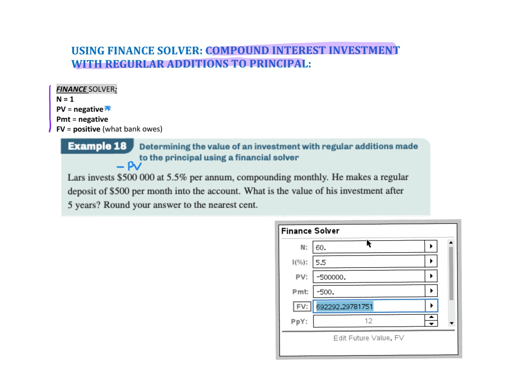Now it says it's compounding monthly. So when they told me that, they told me PPY is 12. He makes a regular deposit of 500 per month. That one is the payment, and because he's putting it into the account, it's also going to be negative.